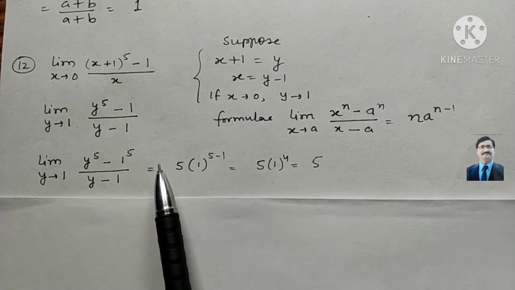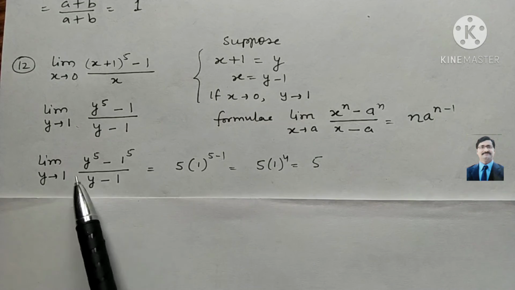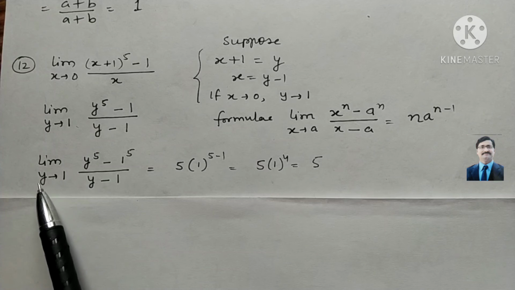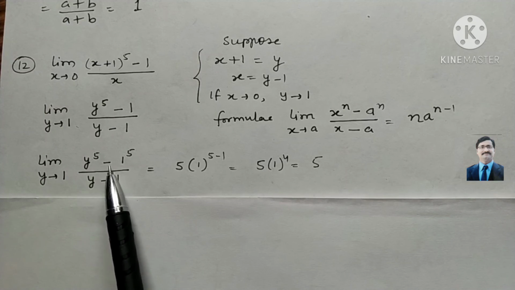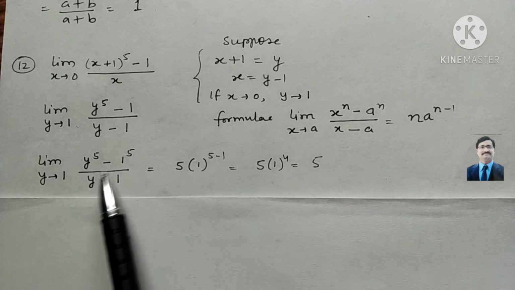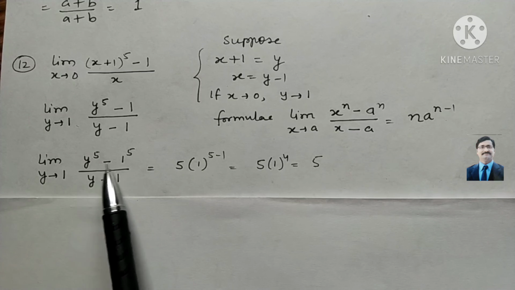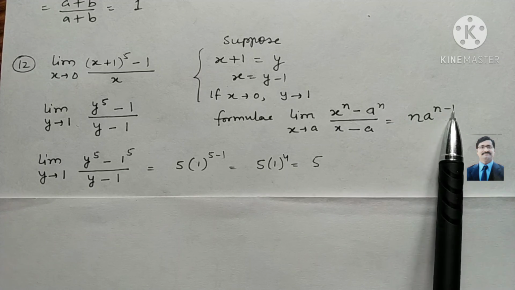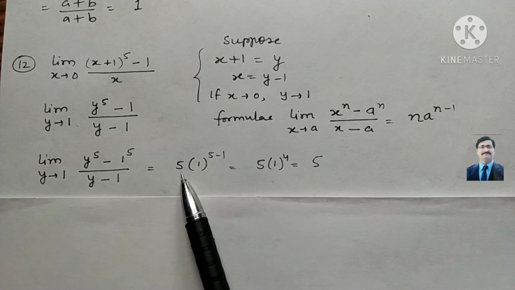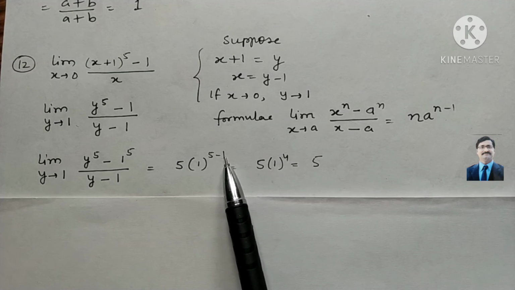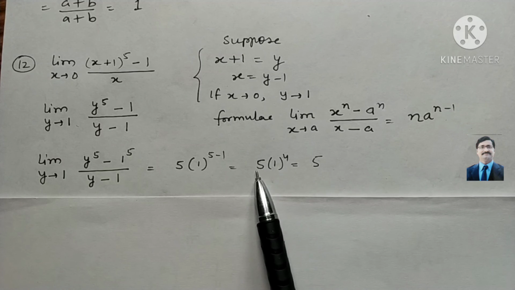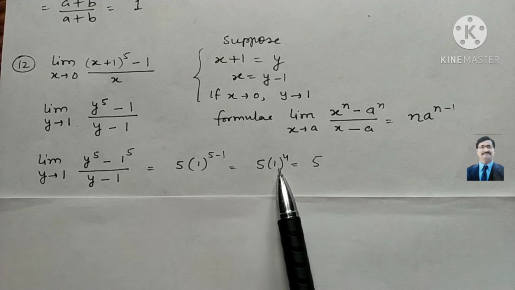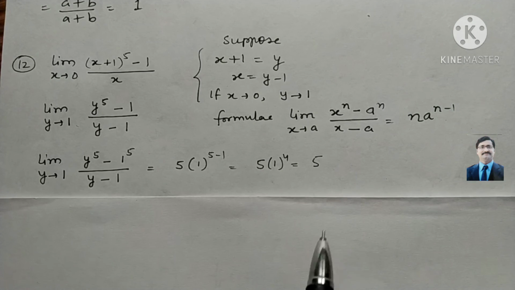So here in place of a we have 1, so we can write this format: limit y tends to 1, y power 5 minus 1 power 5 upon y minus 1. Now we have this formula, n a power n minus 1. Here n is 5, a is 1, and n minus 1 is 4, so 5 into 1 is 5. So this is the answer.